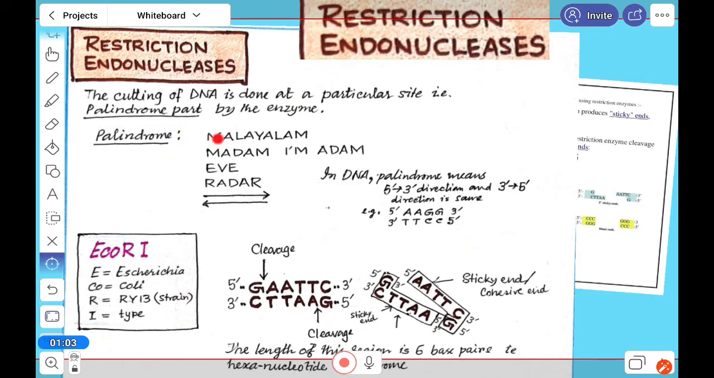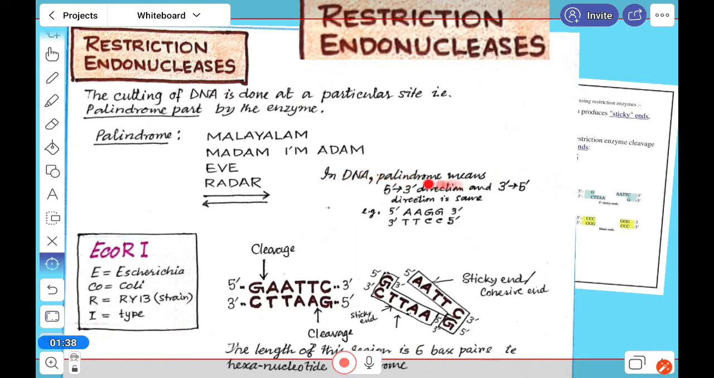Palindrome means that if we read from the left side and the right side, both will be the same. So Malayalam, M-A-L-A-Y, here also M-A-L-A-Y, Malayalam. A few more palindromes: Madam, I am Adam, Eve, Radar. So these are palindromes. If you read from the left side or the right side, it will be the same. But in the case of DNA, it will be different.